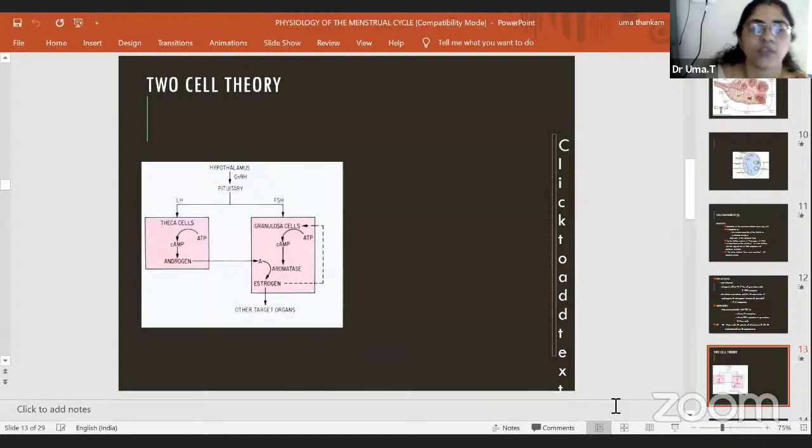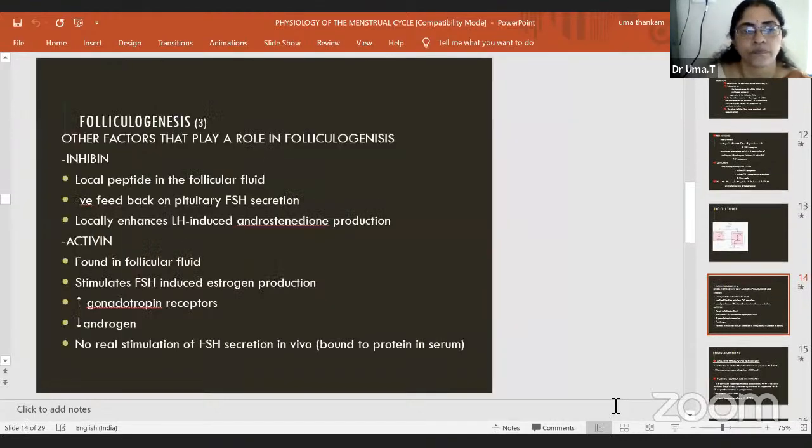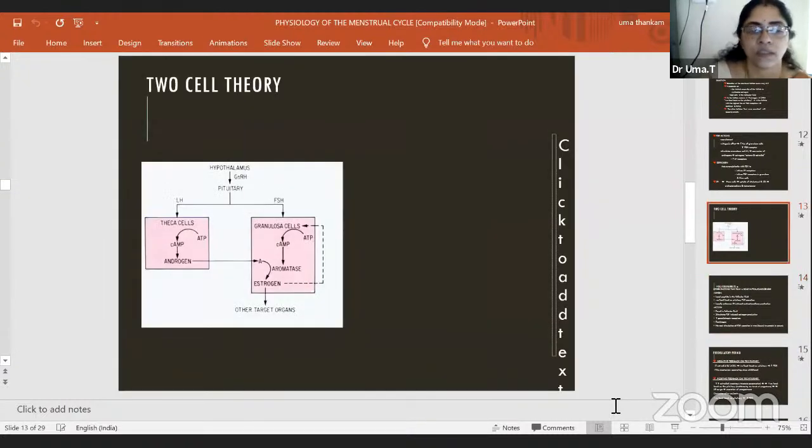FSH essentially acts on granulosa cells and induces the aromatase activity, increasing the conversion to estrogen. And estrogen in turn acts on the other target hormones. The other cell is the theca cell, which is acted upon by the gonadotrophin, the luteinizing hormone, and this in turn results in the production of androgens. And this is the one which after ovulation also produces what? Progesterone.